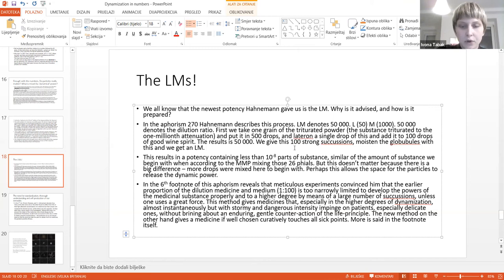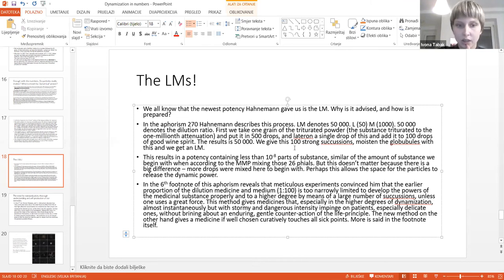And I also did the math for this. So the first LM, the LM1, will have 10 to the exponent of minus 8 part of substance. Actually a bit less, but somewhere around that order.